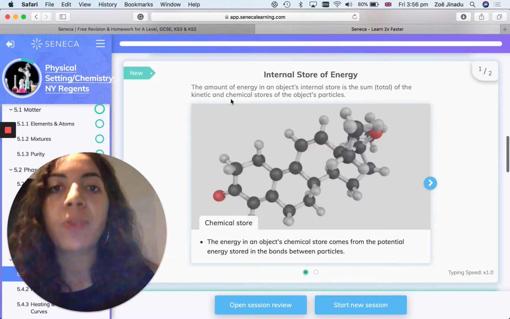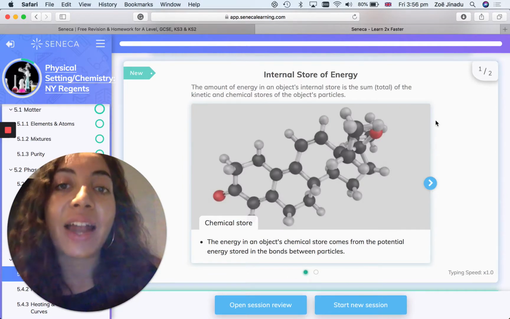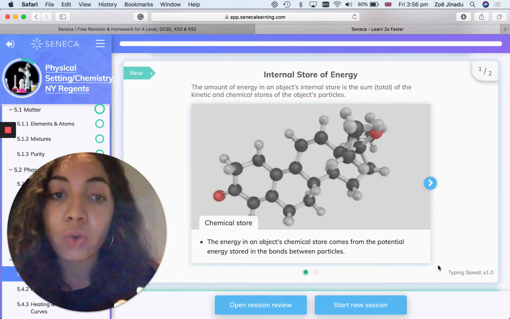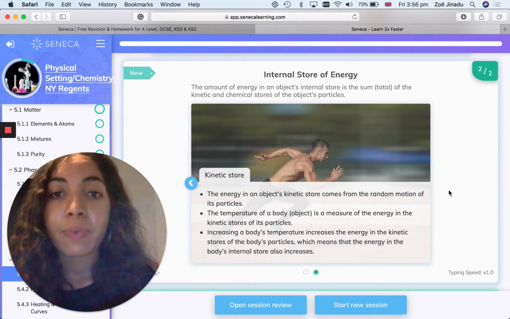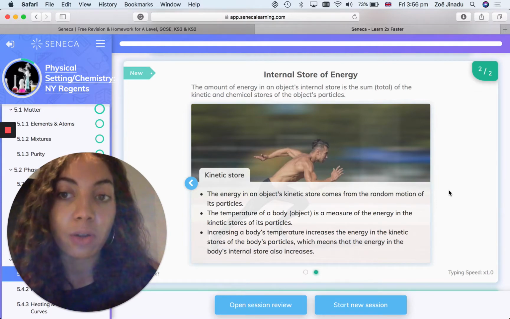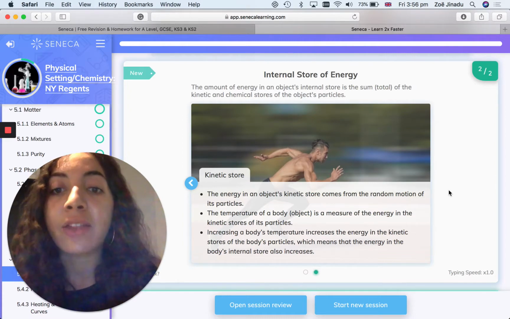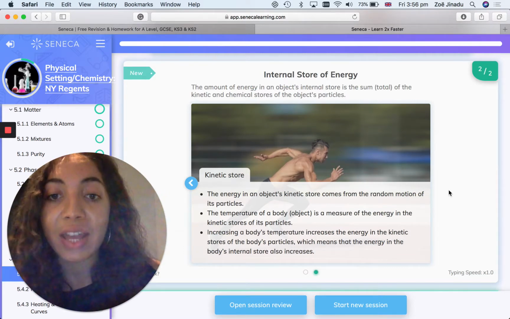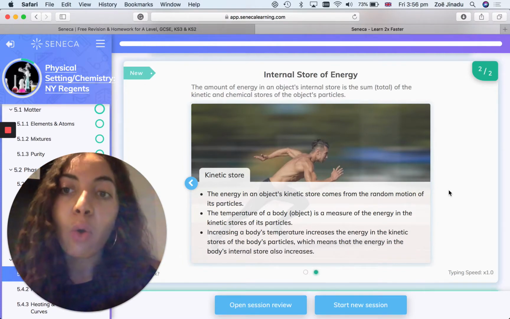The amount of energy in an object's internal store is the sum of the kinetic and chemical stores of the object's particles. So the energy in an object's chemical store comes from the potential energy stored in the bonds between particles. And the energy in an object's kinetic store comes from the random motion of its particles. The temperature of a body or object is a measure of the energy in the kinetic stores of its particles. Increasing a body's temperature increases the energy in the kinetic stores of the particles, which means that the energy in the body's internal store also increases.